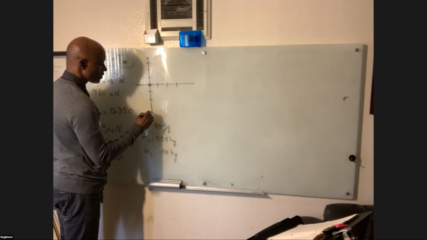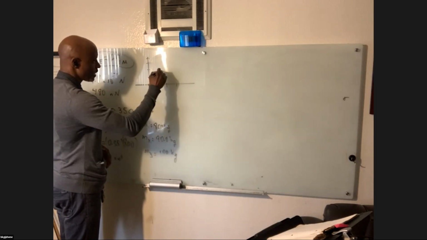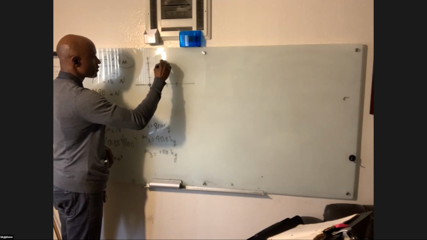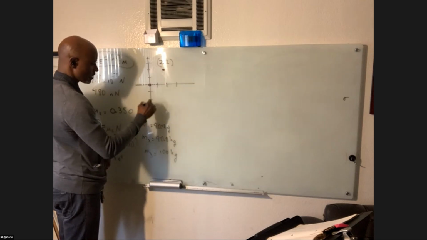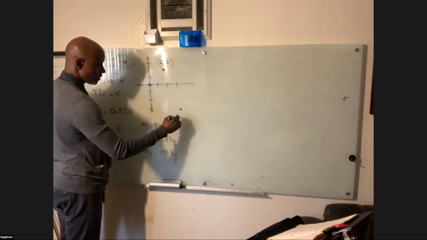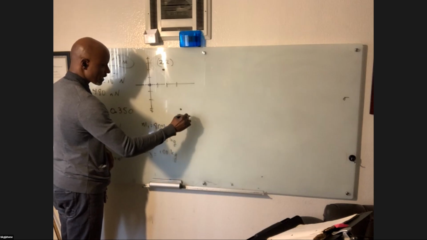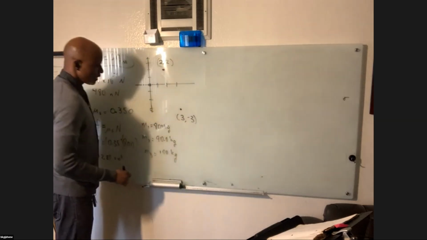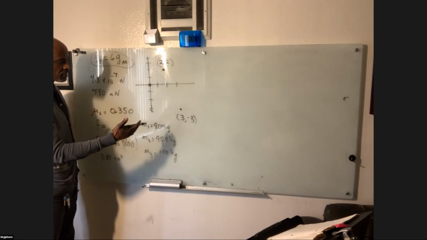Let's put mass 1, mass 2 here at coordinates 2 meters and 2 meters. And let's put mass 3 at 3 meters down here at negative 3 meters and negative 3 meters. Now, the minus sign dictates, so I have to do a superposition, right?